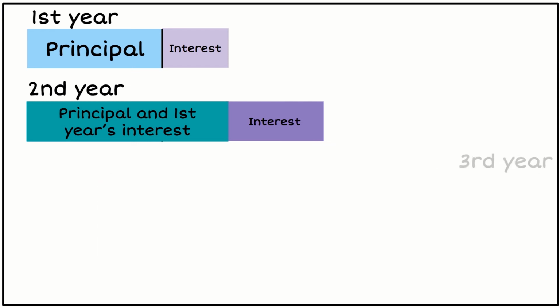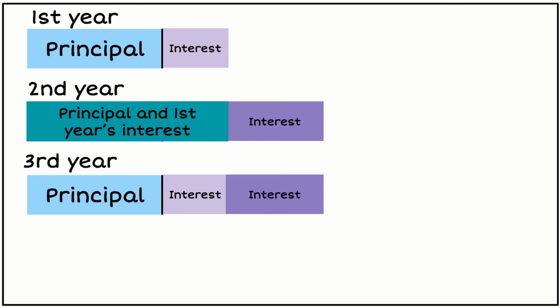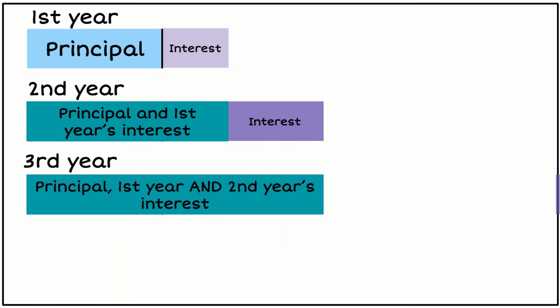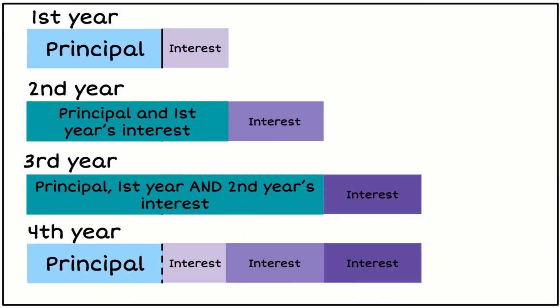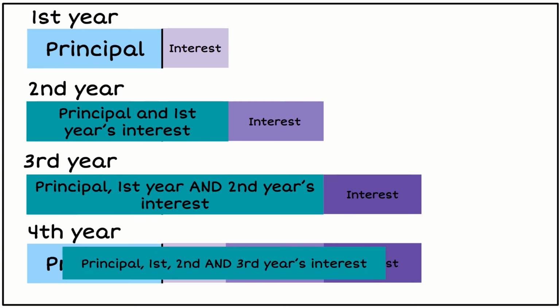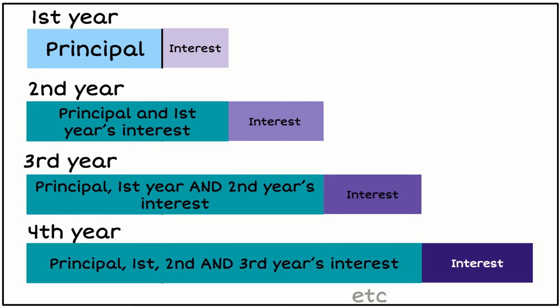So if we extend this now to our third year, then we take the total amount from our previous year, which is the principal, interest from the first year, and interest from the second year. So we're going to combine all of that together, and now we're going to be charged interest on all of that amount of money. In our fourth year, we will continue this. We'll take the principal, interest from the first year, second year, and third year. We're going to combine all of that together, and we are going to be charged interest on that total amount of money, and so on.